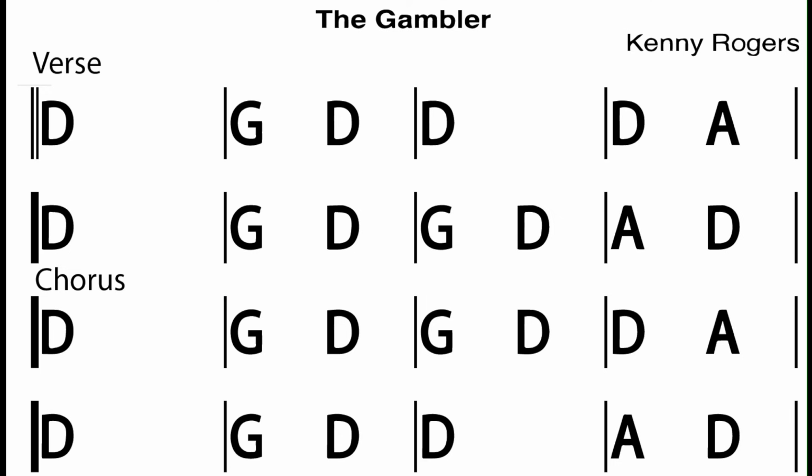Okay, great. Take a little break, and I'm going to talk to you about the chord progression for The Gambler. Let's look at it. All right, we have 2 8-bar sections here, the verse and the chorus. You can see that they're very, very similar. The only difference is the 3rd bar of the verse is like the 7th bar of the chorus, and the 7th bar of the verse is like the 3rd bar of the chorus.